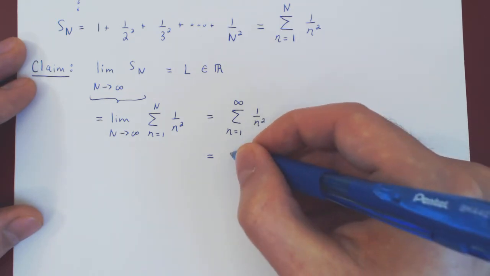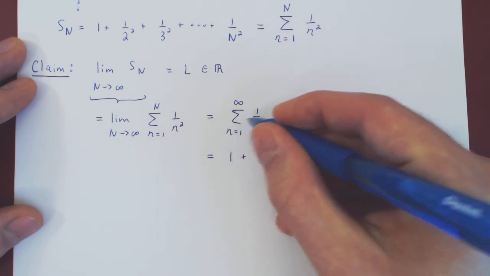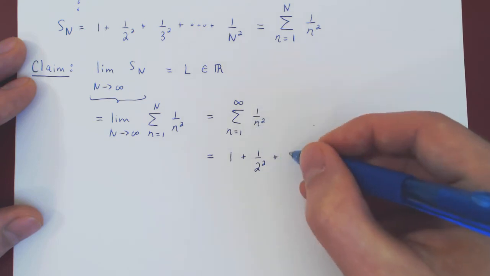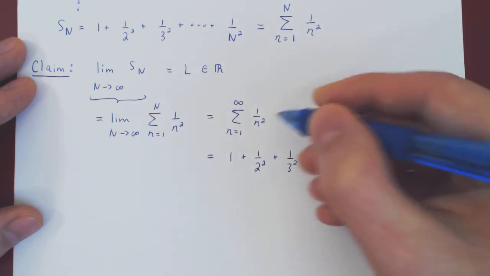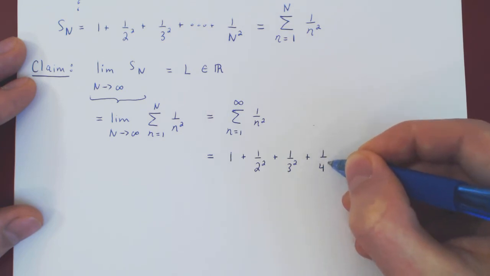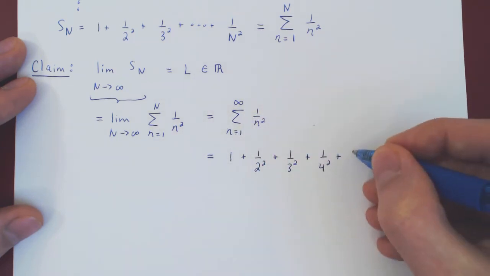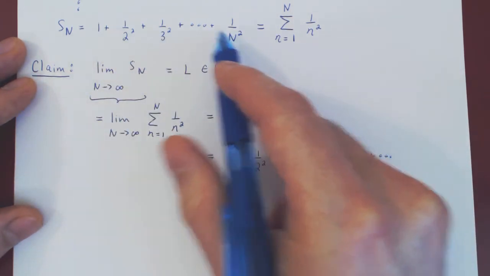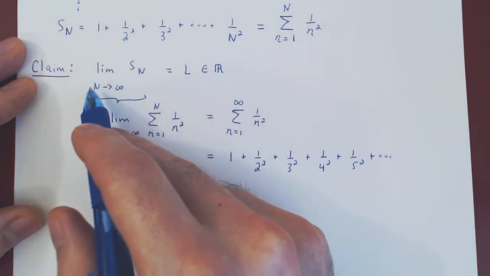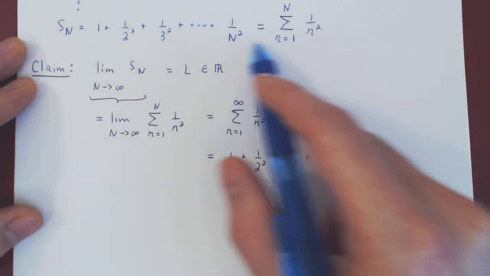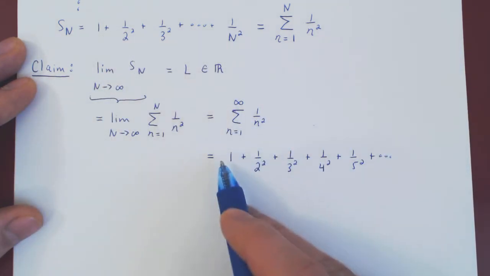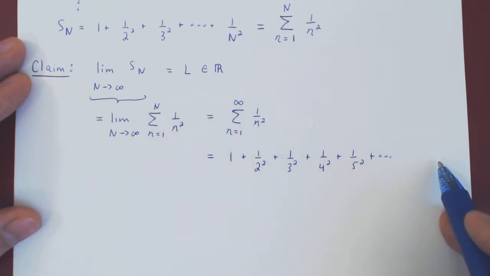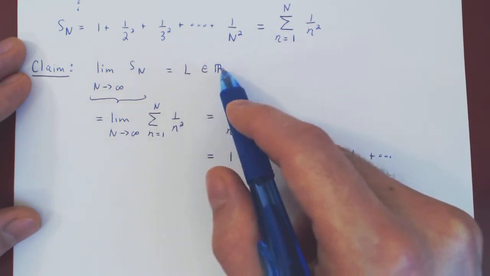So we have when n is 1, 1 over 1 squared is 1, plus when n is 2, 1 over 2 squared, plus when n is 3, 1 over 3 squared, plus when n is 4, 1 over 4 squared, plus when n is 5, 1 over 5 squared, and so forth. And in the limit, because as n we're adding n terms, and as we let n tend to infinity, the number of terms that we're adding tends to infinity. Therefore, in the limit, we have an infinite sum of real numbers. And what we're now saying is that this infinite sum does exist, and it's some real number.